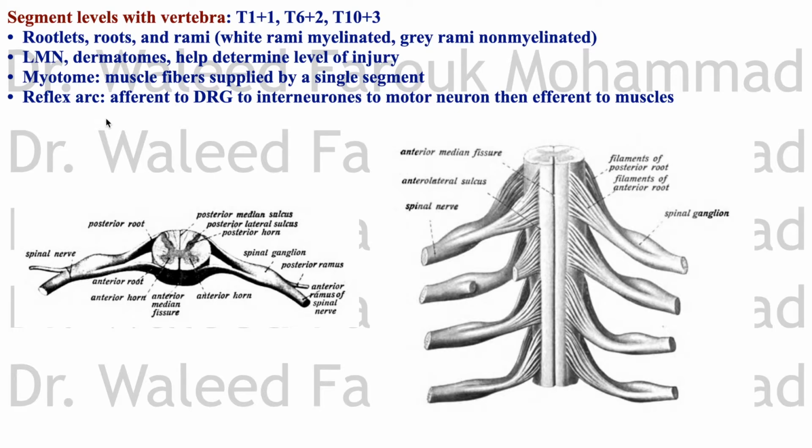The term myotome applies to muscle fibers supplied by a single segment, and in this segment there is what's called the reflex arc, composed of afferent sensory fibers to the dorsal root ganglia, of the pseudounipolar cells in the dorsal root ganglia, the axons of which go to the interneurons in the gray matter of the spinal cord, and then these interneurons project to efferent fibers through the same nerve back to where it came from. This is called the reflex arc.